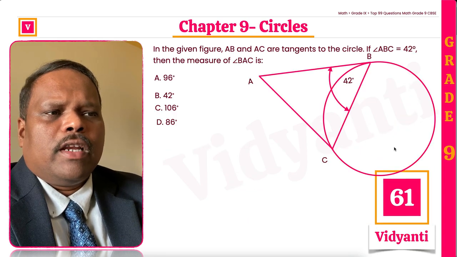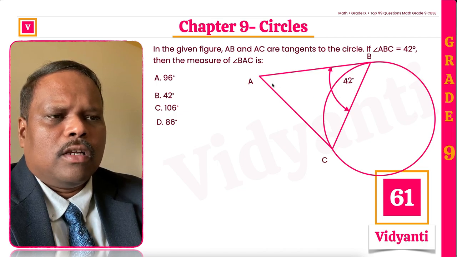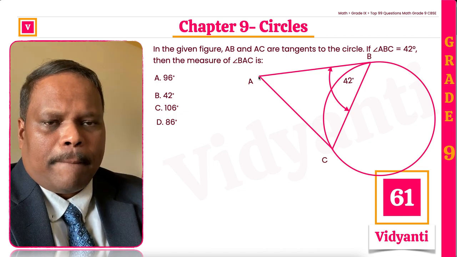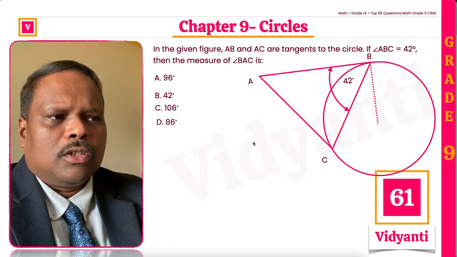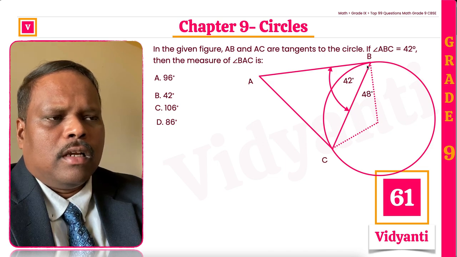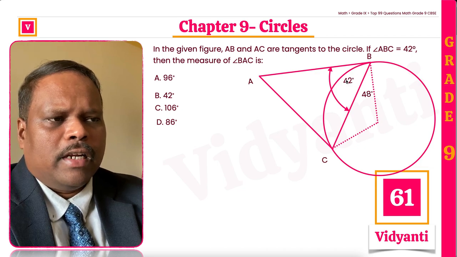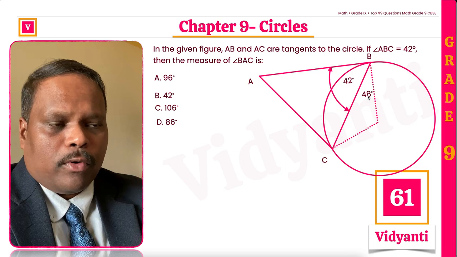In the given figure, AB and AC are tangents to the circle. Angle ABC is 42. Let's see how we can solve this. This is an external point, and we have drawn two tangents. So let's draw radius vectors. Now the radius vector will always be perpendicular to the tangent. So together they are 90 degrees. So this is 42, and this will be 90 minus 42. That will come out to be 48.